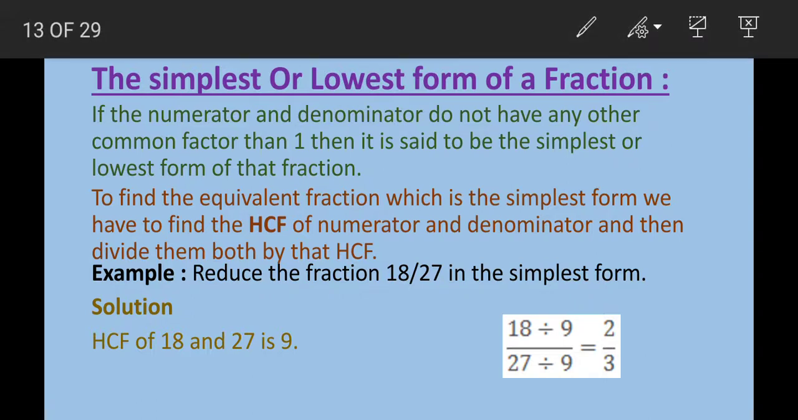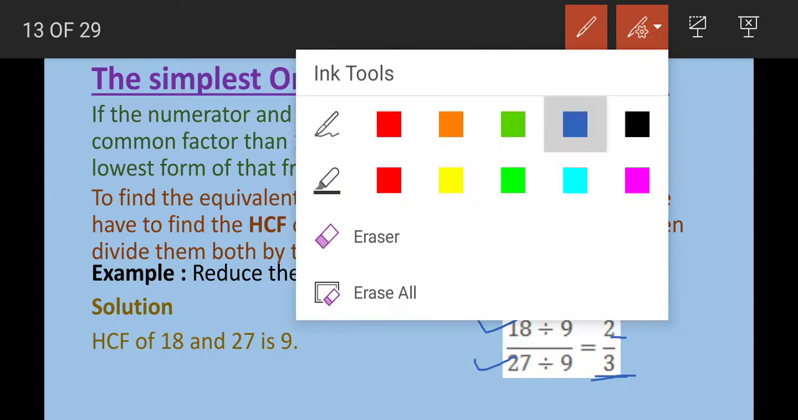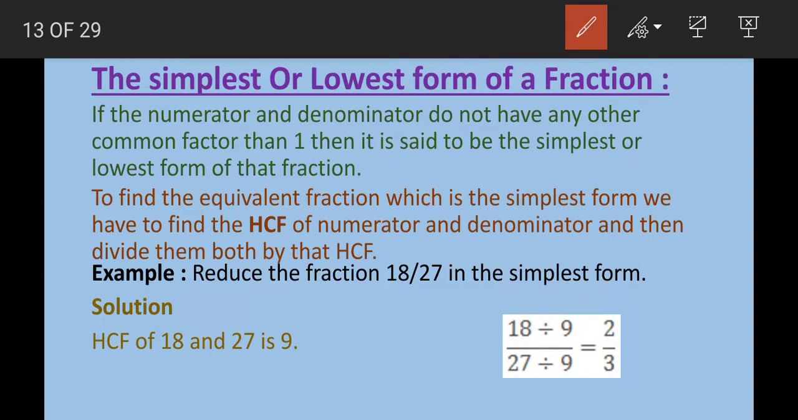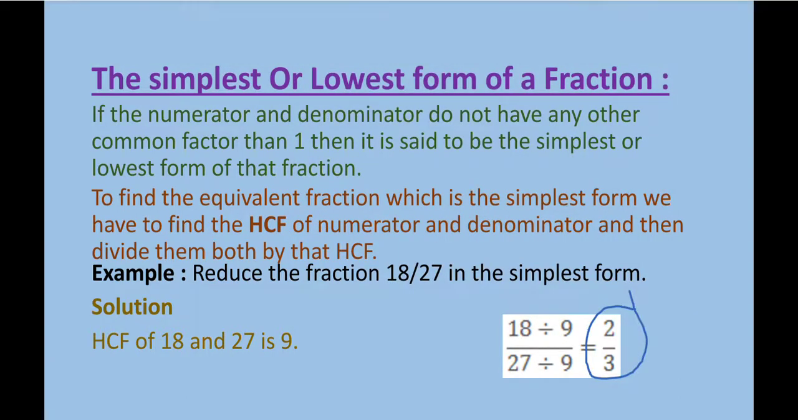So here it is 18 by 9 and 27 by 9. 18 divided by 9 is 2 and 27 divided by 9 is 3. So the new fraction, the fraction in simplest form, is 2 by 3. So we can say that 2 by 3 is the lowest or simplest form of 18 by 27.